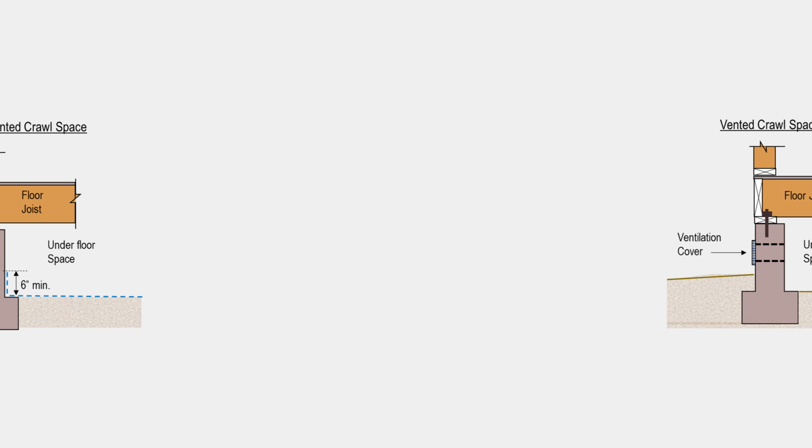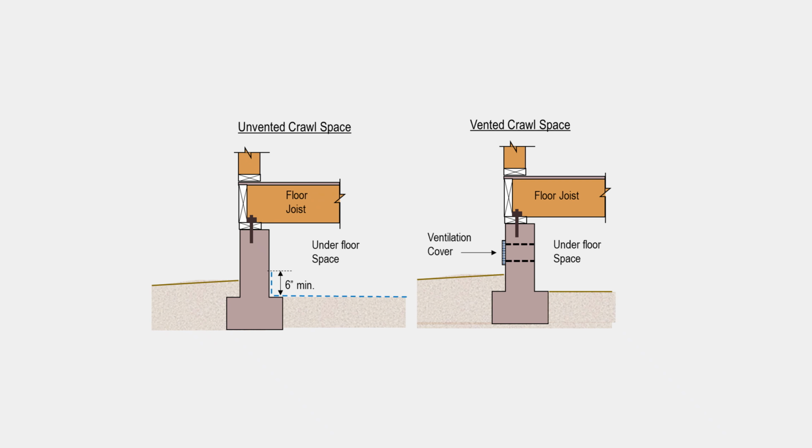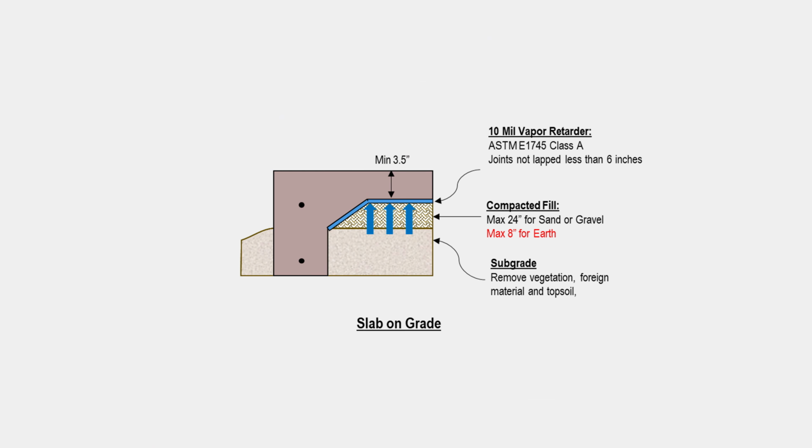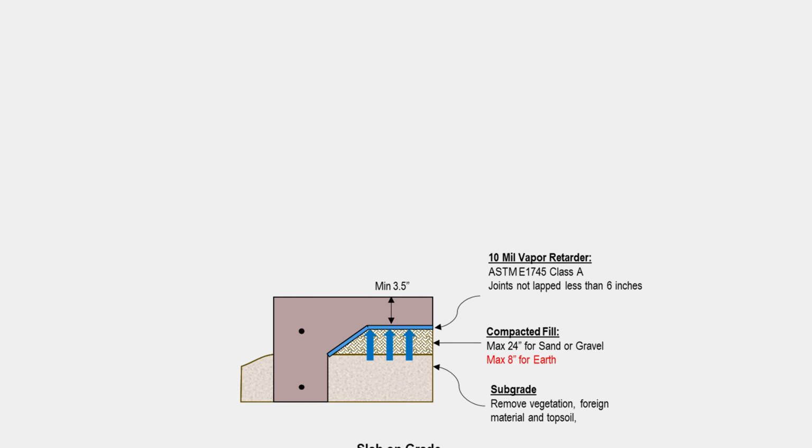Additionally, we will go all in on raised floors and consider the requirements for both vented and unvented crawl spaces as well as the requirements for underfloor spaces below the base flood elevation in flood hazard areas. We will also take apart the code requirements for the construction of slabs on grade and consider all requirements including grade preparation, vapor barrier requirements, and the thickness of the slab.